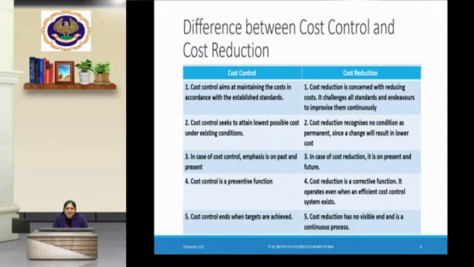Cost control ends when targets are achieved. Cost control says, okay, this is the lowest possible cost and we have achieved it. But cost reduction says there is no visible end. It's a continuous process. There is still scope. Whatever is the minimum, there is no minimum. There is further scope to reduce the cost. So that's the difference between cost control and cost reduction for you all.